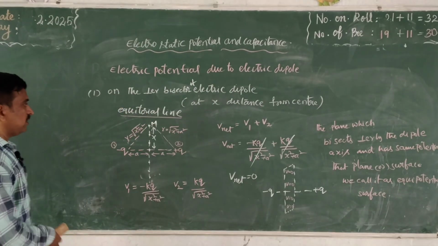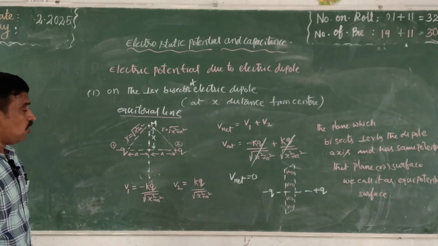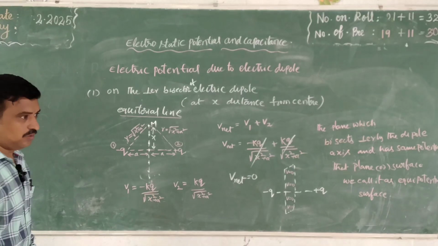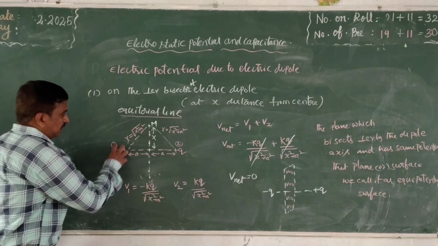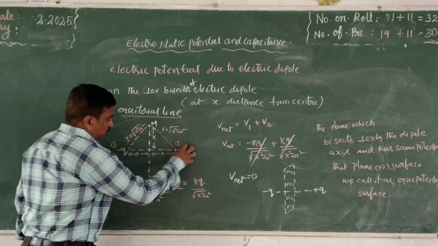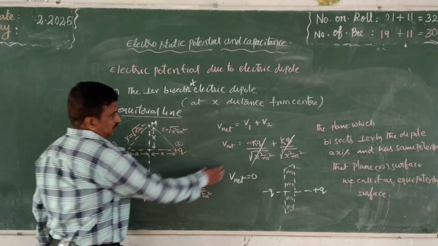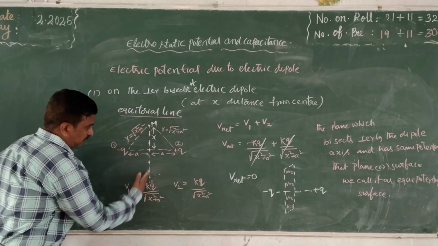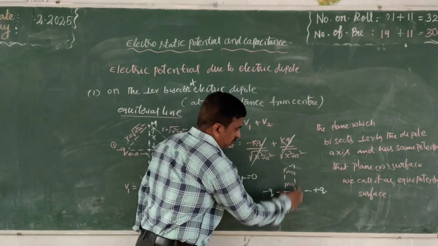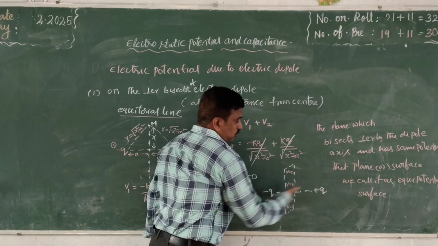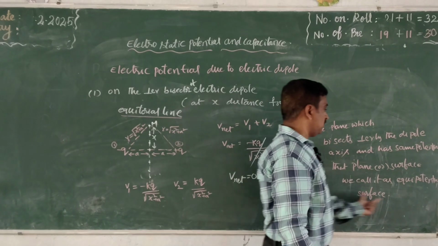This is the electric potential due to an electric dipole. What is the electric potential on the perpendicular line? Zero or the same. That plane or surface we call an equipotential surface. This is the electric dipole with minus q and plus q. Due to minus q, this is the potential. Due to plus q, this is the potential. Net potential is zero. That's why on the equatorial line, the potential is the same, zero. This plane or surface is perpendicular to the electric dipole axis, so that's why we call it an equipotential surface.